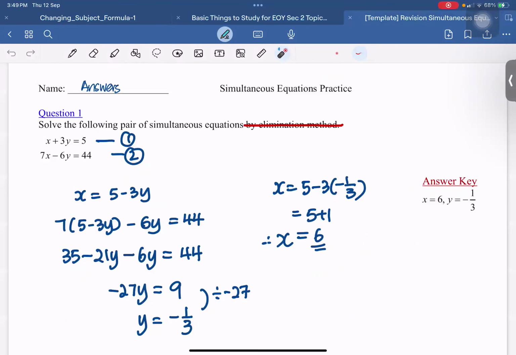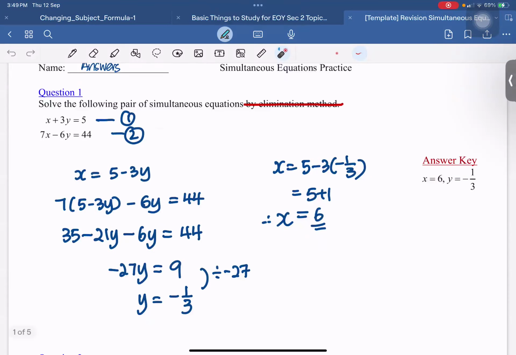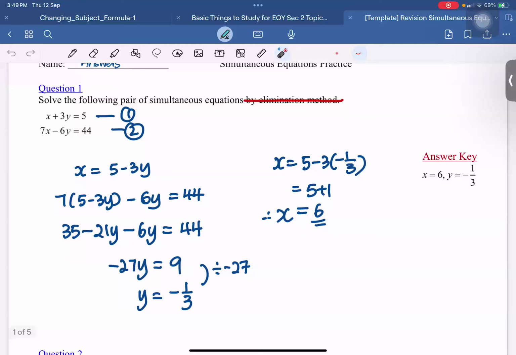Okay, simultaneous equation. Yusuf, do you have a particular question in mind, or do you need me to just explain everything? You don't have any? Okay, then I just go through some basic skills first. The first part of the question: solve the following pair of simultaneous equations. There can be two methods.